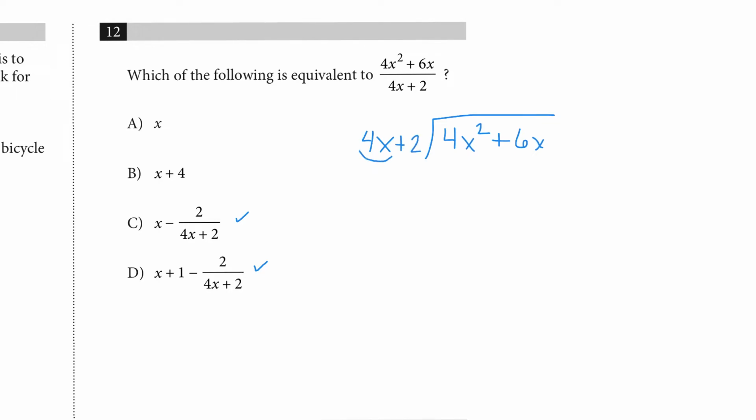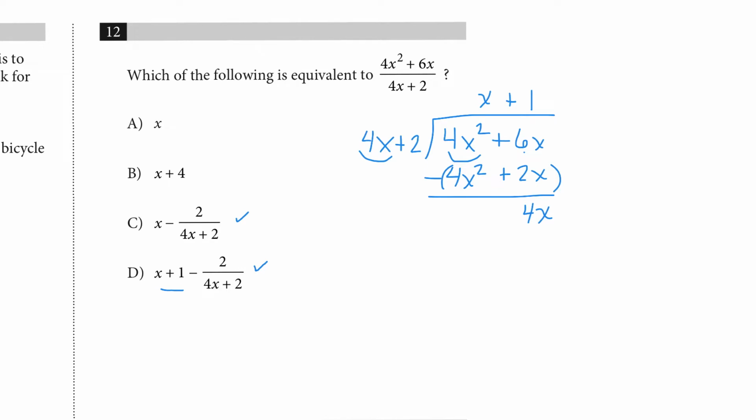We take 4x divided into 4x squared. That goes exactly x times. x times 4x would be 4x squared, and x times 2 is plus 2x. Then we subtract this, so your 4x squared minus 4x squared cancels out, and 6x minus 2x is 4x. Then 4x goes into 4x exactly one time, so we're going to have plus 1. If you're looking at the answers, you already see an x plus 1 here, so at that point you would probably just pick answer D.